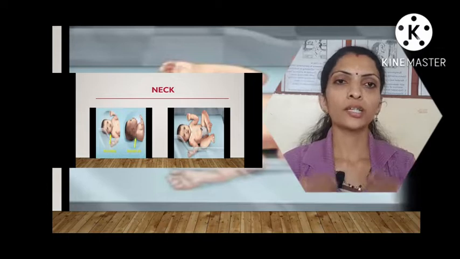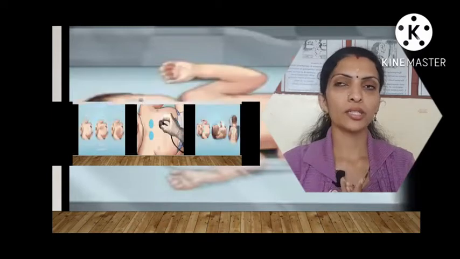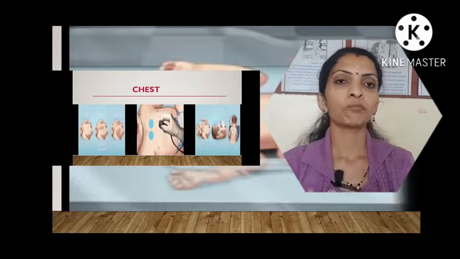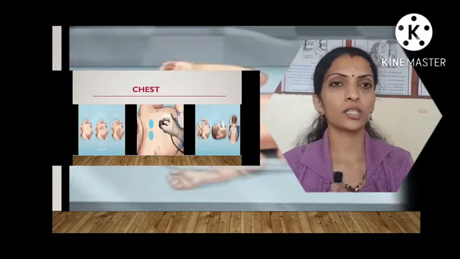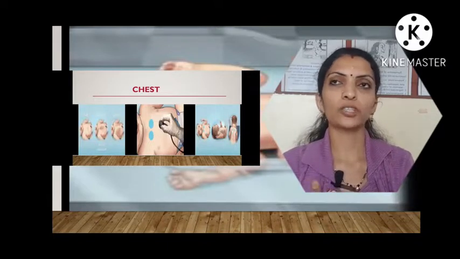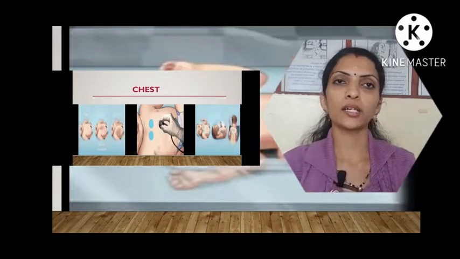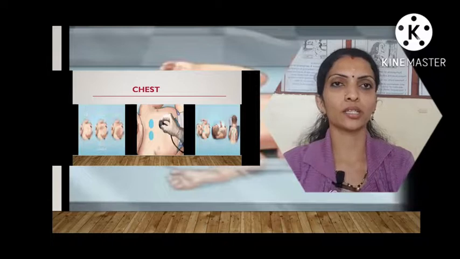Then after neck, chest. What all can you examine in the chest? First of all, whether the chest is symmetrical, and the shape of the chest. In infants, the shape of the chest will be cylindrical and symmetrical, whereas in adults it will be elliptical and symmetrical, right? So you should see the shape.